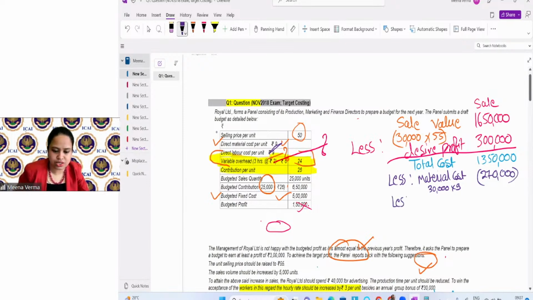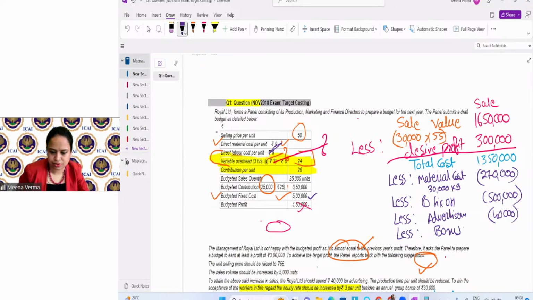Then less, what is the budgeted fixed overhead? So the budgeted fixed overhead is 5 lakh. Right, then what we have here, less, we have advertisement cost. What is the advertisement cost here? 40,000. Then what do we have here? Bonus, less bonus. 30. Right? These are the costs which we are having.